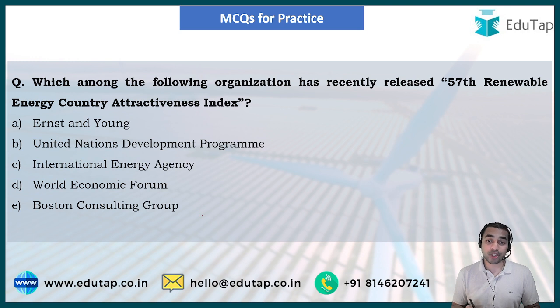So guys, the first question is, which among the following organizations has recently released the 57th Renewable Energy Country Attractiveness Index? And guys, you are required to answer the question in the comment section below. Here you are required to tell me the name of the organization which has released the 57th Renewable Energy Country Attractiveness Index.